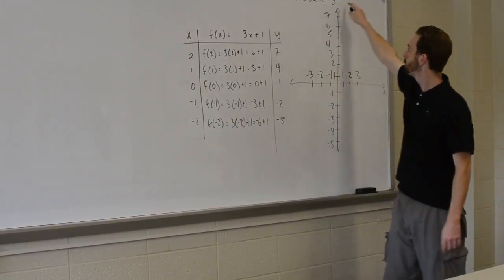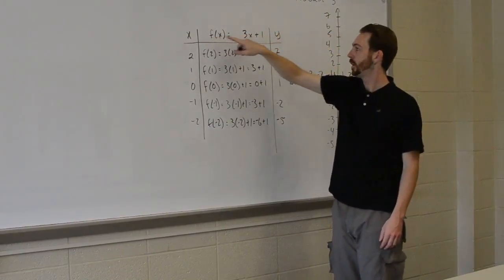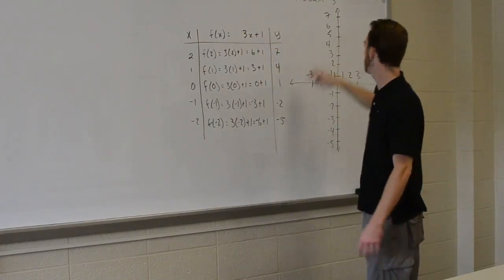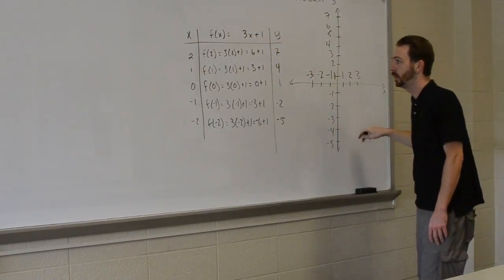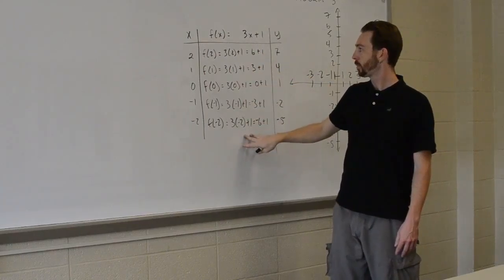Section 4.2, problem number 3. We need to take this function here, find ordered pairs for it, and then plot it. So I have already gone through and done the work on the ordered pairs.